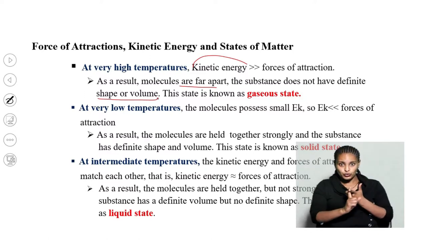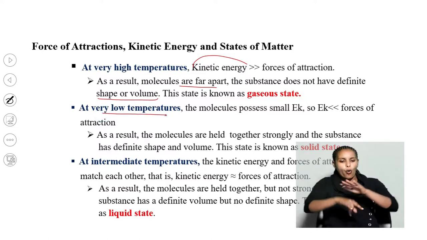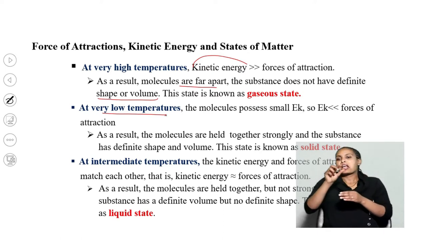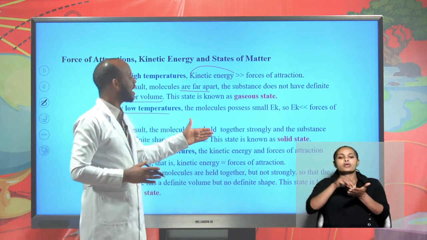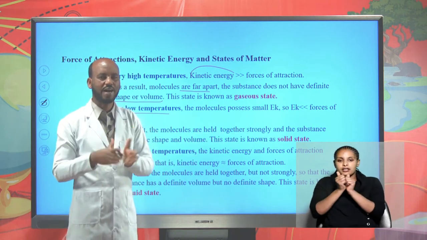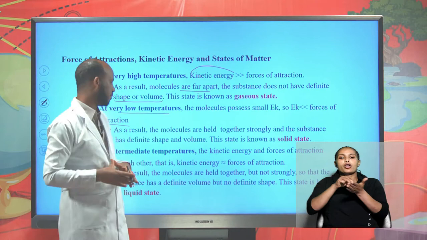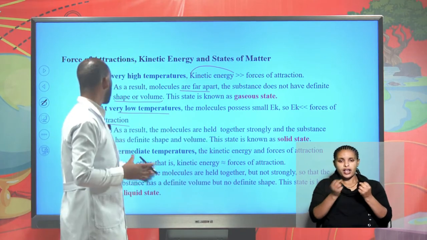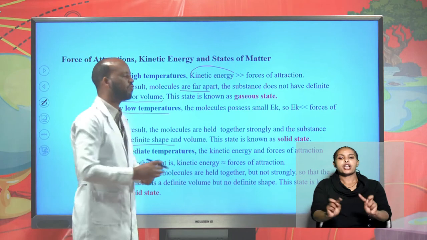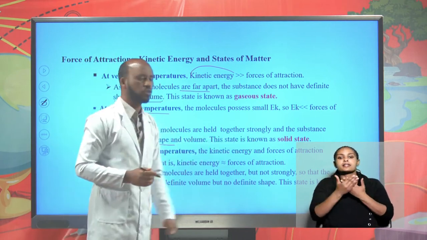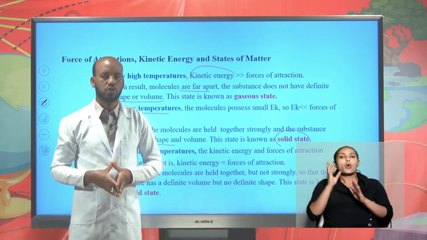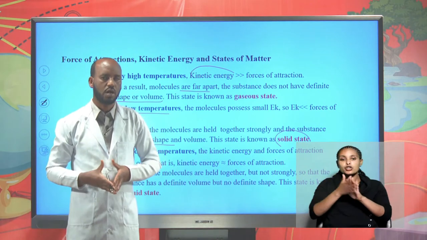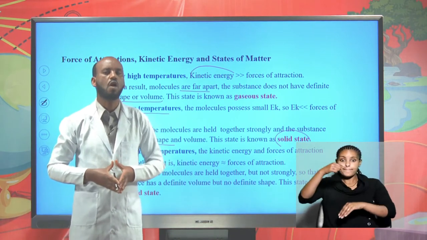2. At a very low temperature, the molecules possess small kinetic energy. So, kinetic energy is less than force of attraction. As a result, the molecules are held together. Force of attraction holds molecules together strongly, and the substance has a definite shape and volume. This state is known as solid state. Therefore, a substance will exist in solid state at high pressure and low temperature.